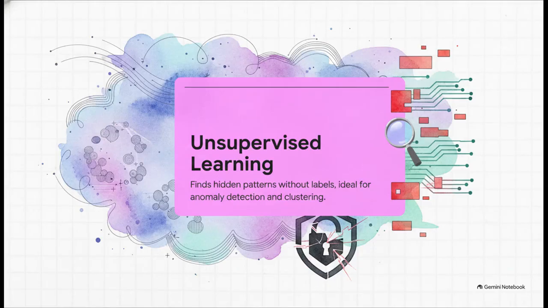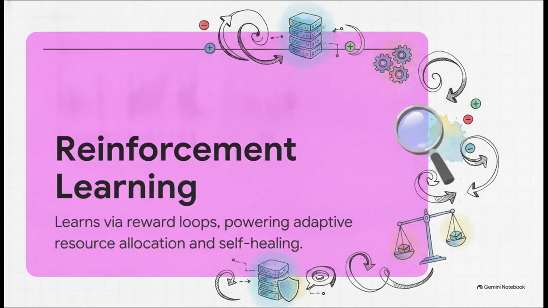Then, we have unsupervised learning. This one finds hidden patterns entirely without labels. It's incredibly powerful for spotting the unknown. Imagine things like zero-day threat detection, or clustering weird network traffic that just doesn't match any known attack signature. Next up is reinforcement learning. This learns via continuous reward and penalty loops. If you've ever wondered what powers adaptive resource allocation or those crazy advanced self-healing IT systems, well, this is the engine. It learns the absolute best actions to take over time to maximize your uptime.